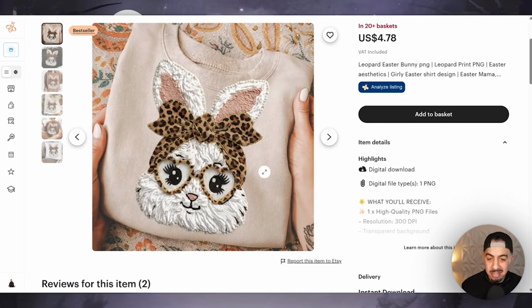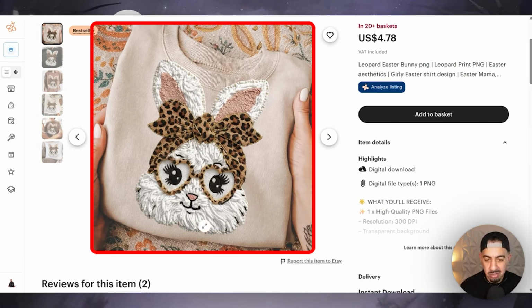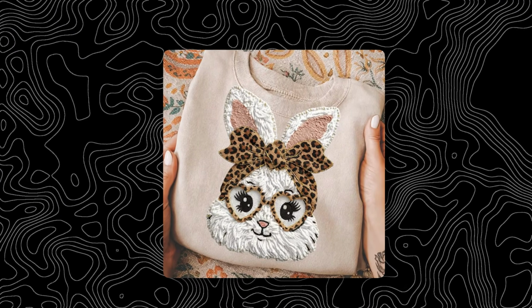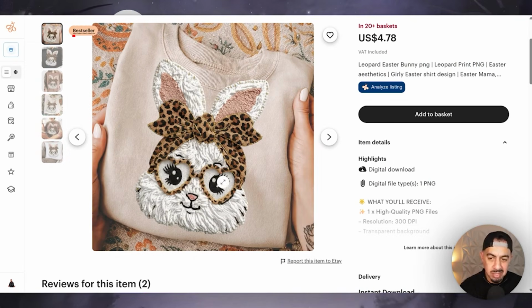Now, it also has a fourth element, which is also quite interesting, and that is the faux yarn style. Can you see the rabbit image is in this kind of fluffy, knitted style? This has a specific style, a bit like faux yarn, which is also pushing it and helping it sell. Now you can see it's a bestseller. It's got 20 plus in baskets, great signs.